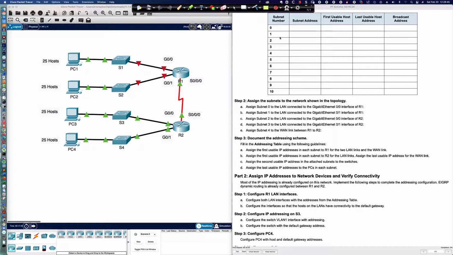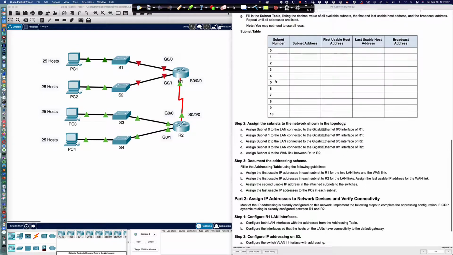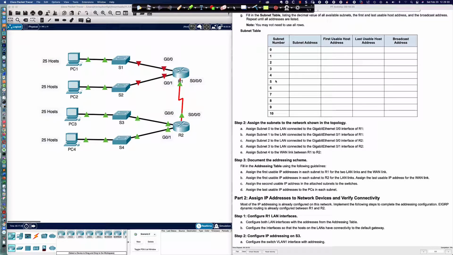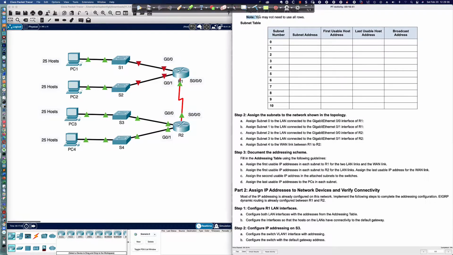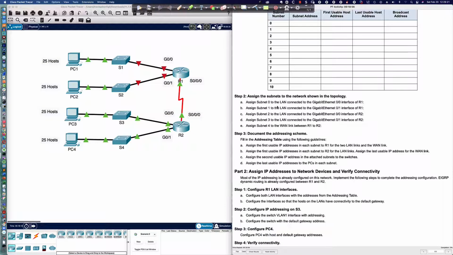Now, I think it's interesting that they come down here all the way to 10 when we're only going to have a total of 8. So these last 3, I don't believe we're going to be putting any information in there. The decimal value of all available subnets, the first and last usable host IP in the block, repeat until all addresses are listed. Look at the little note right here. So they kind of try to throw you here. I mean, they know that we're only using the first 8. So why is it that they put 8, 9, and 10 here? Right? So 0 through 7, they know that's what we're using. But they drop these 3 here in just to make sure that you're thinking, hey, am I sure that there's only 8 subnets here?